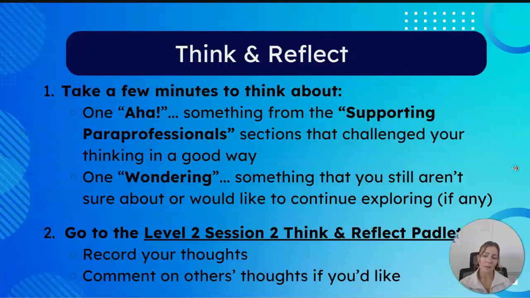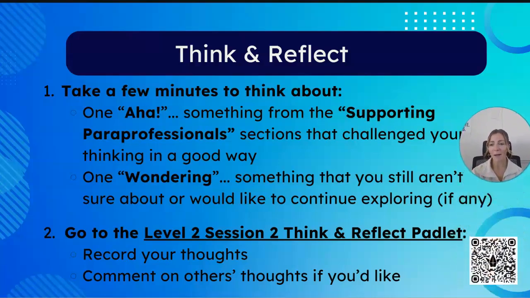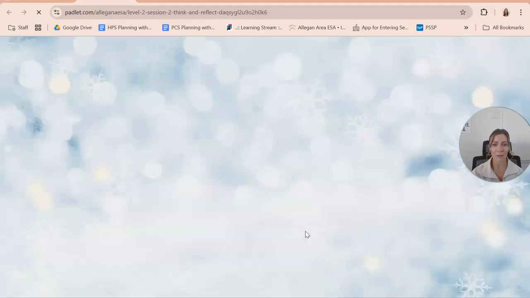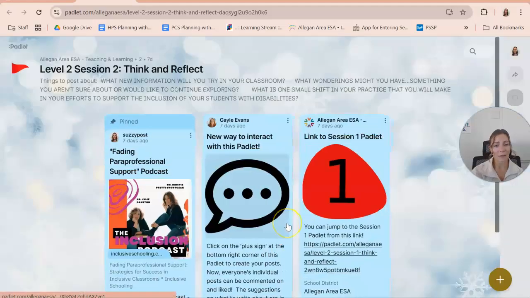All right. So to finish off this section, we are going to do a little think and reflect, and I'd love for you to go to the Padlet for this think and reflect. So there is a QR code here. My face looks like it's covering it. I will move that. So the QR code is here, and this is also a link to the Padlet. And I'm going to click on it for you just to show you that this is not the same Padlet. This is our level 2, session 2, think and reflect, and it does look a little bit different.